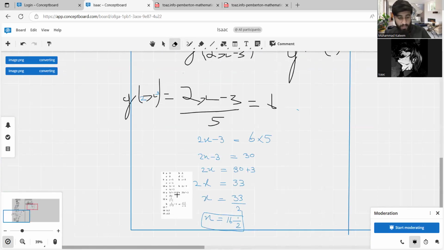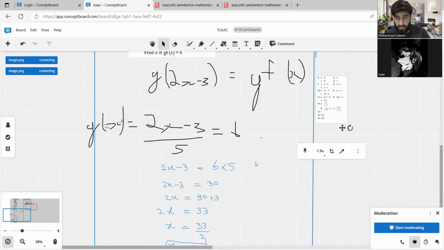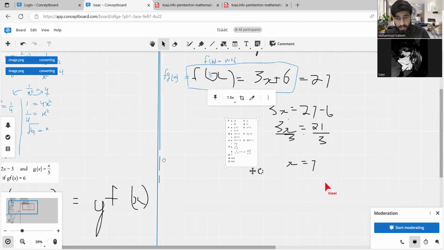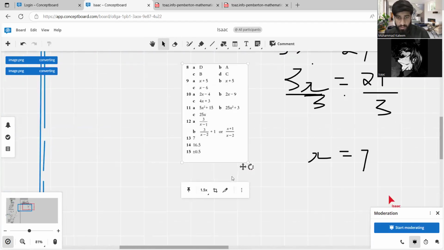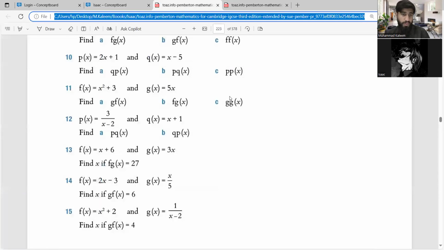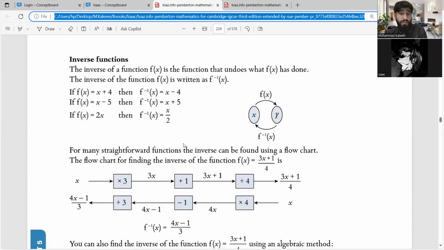We can even verify the answer through the answer sheet. Where is the answer sheet? Question number 13. Yeah, 7. Okay, let's move on. That's all we have in it. Let me check if we have anything else. No, that's all. Okay, next we have inverse of a function.